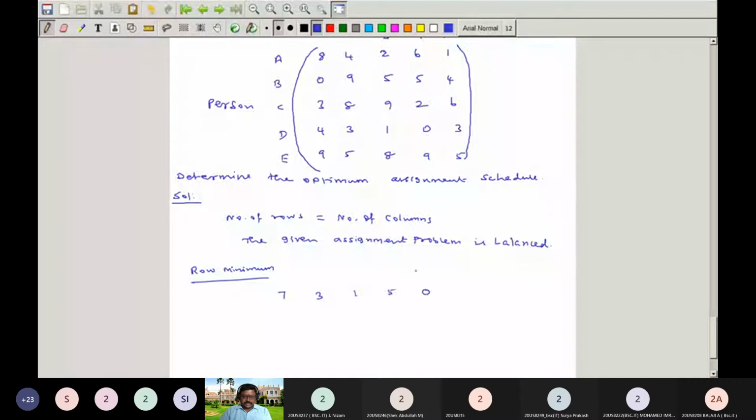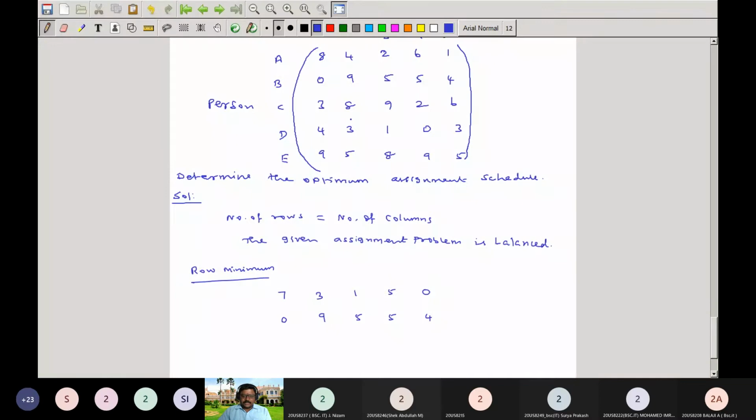Next, second row, minimum value 0. So subtract 0 from all the elements in the second row. So 0 minus 0 is 0, 9 minus 0 is 9, 5 minus 0 is 5, 5 minus 0 is 5, 4 minus 0 is 4.